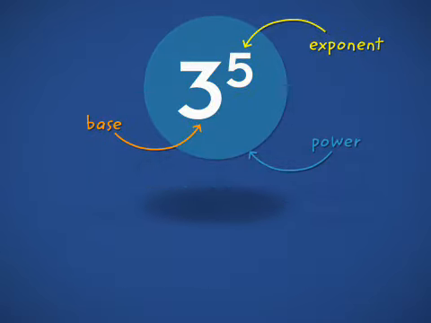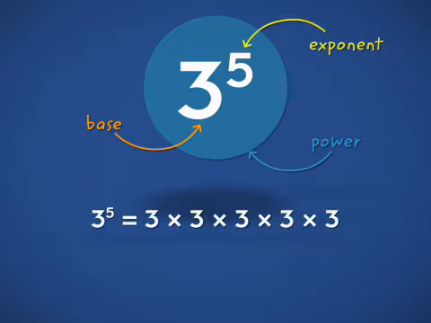A power represents repeated multiplication. The base is the number that is multiplied. The exponent tells how many numbers are multiplied. So, 3 to the power of 5 means multiply 5 factors that are 3. 3 times 3 times 3 times 3 times 3 is 243. So, 3 to the power of 5 is 243.